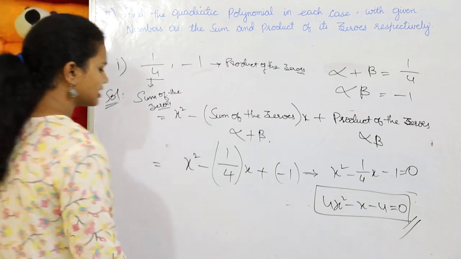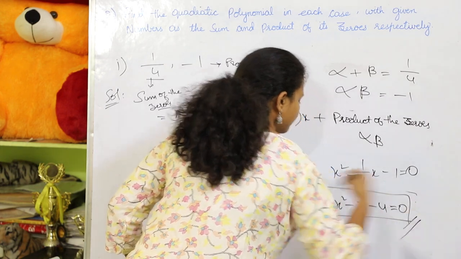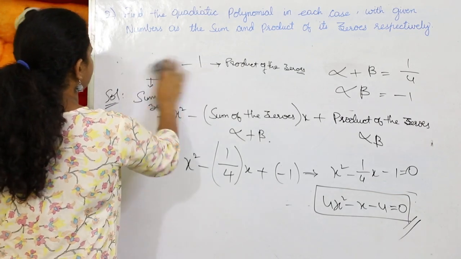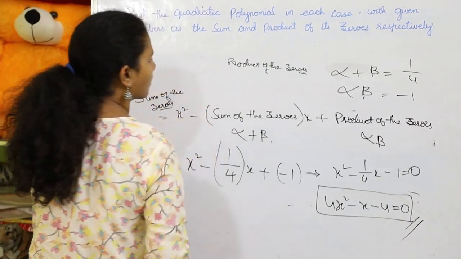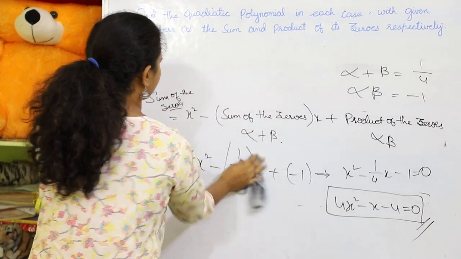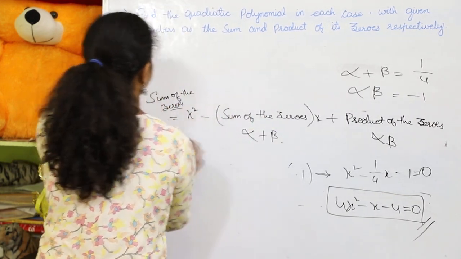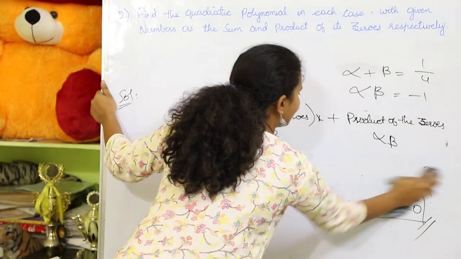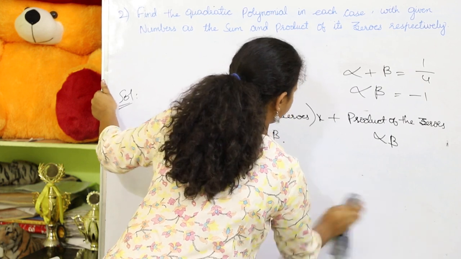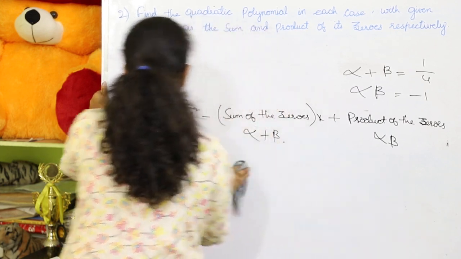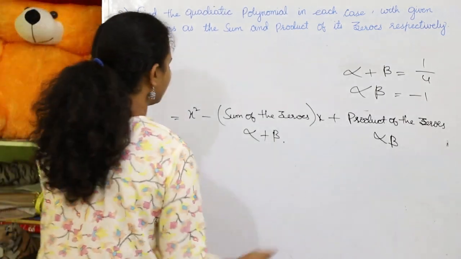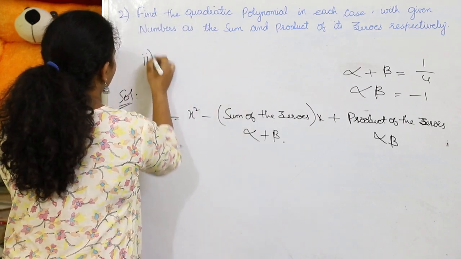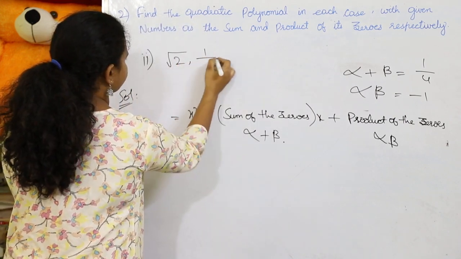Clear? Now let me go for the next one. The second one, here you have root 2 comma 1 by 3. Okay, wait a minute. When they are giving two values, the first value will definitely be the sum of the zeros, guys, and the second value will be the product of the zeros. So the only thing you should remember is the formula over here. Okay, so the second one is what, guys? Root 2 comma 1 by 3.